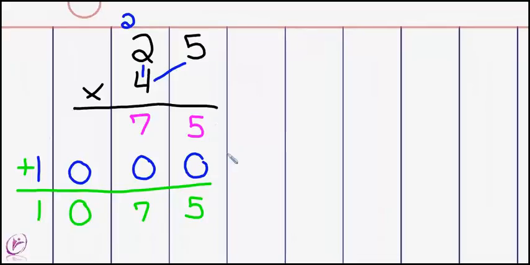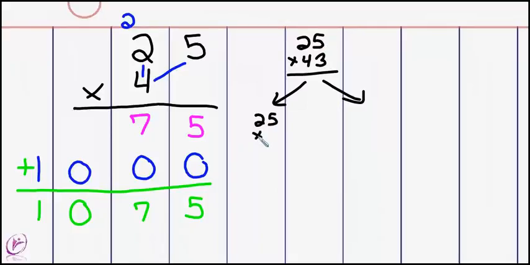Now I'm going to explain what this work really means. So our original problem, 25 times 43, can be split up into two different problems. First, we can do 25 times 3. 25 times 3 is 75. As you can see, that's our first row of work.